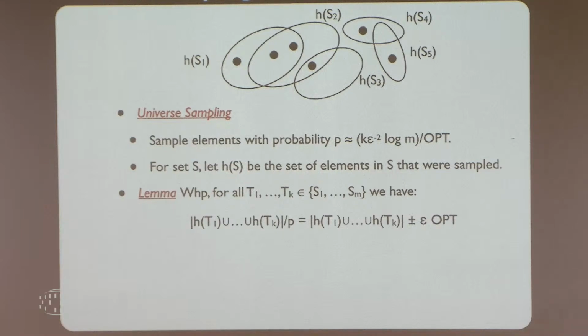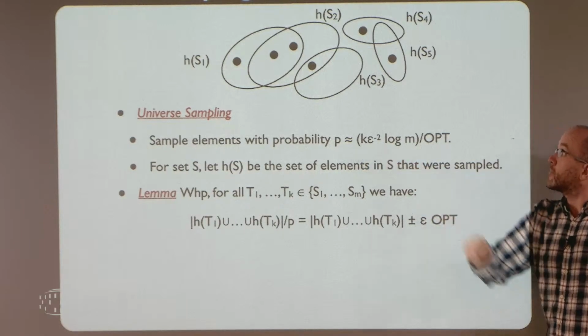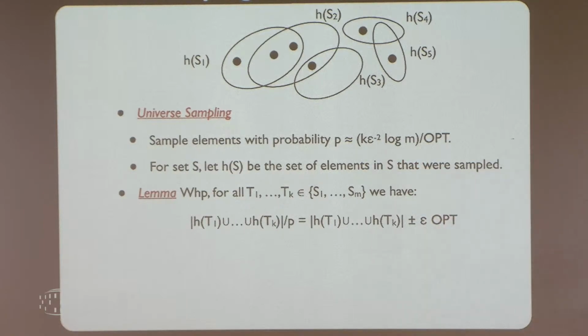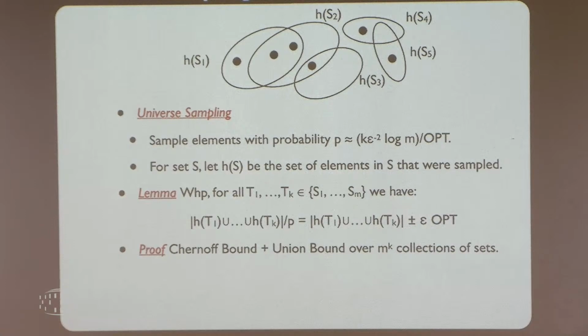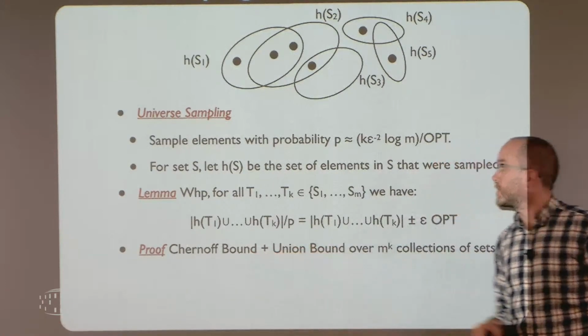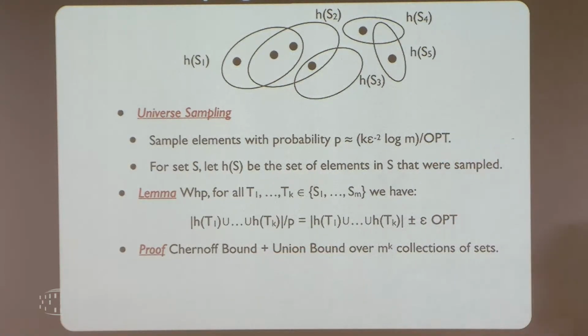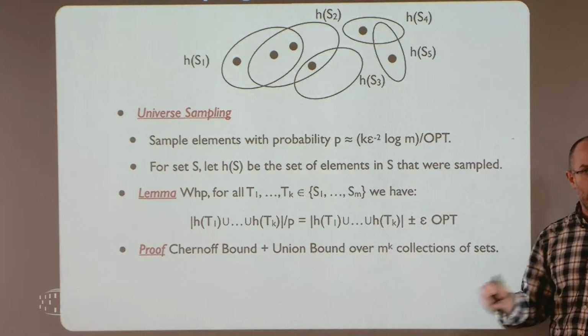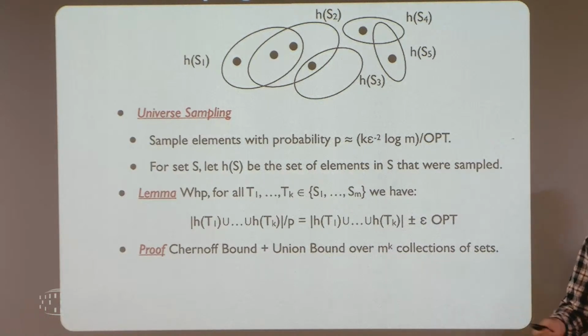Okay, so it turns out with this sampling rate, if you solve the problem with respect to the subsampled sets, using any algorithm, no matter what crazy algorithm you think of, if you get an alpha approximation on the subsampled sets, you'll get an alpha minus epsilon approximation for the original instance. The proof of this is just everyone's favorite combination of the Chernoff bound and remembering to take the union bound over all m choose k possible ways to pick k of the m sets.